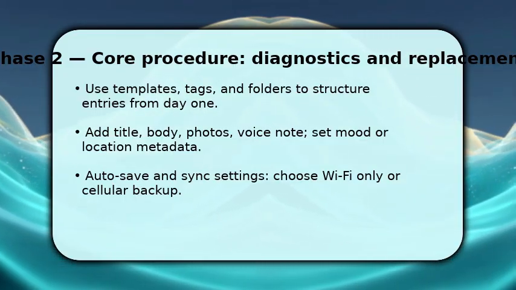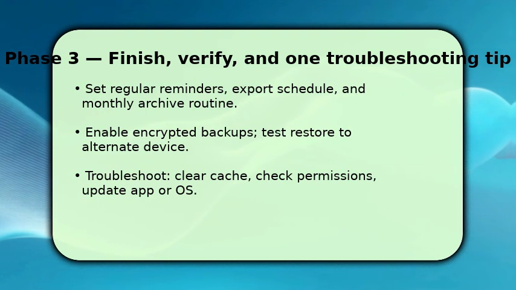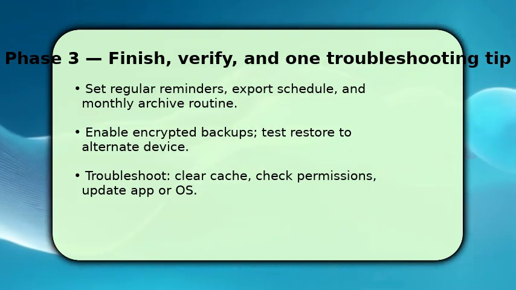You finish by locking in maintenance and recovery plans. Schedule daily or weekly reminders to write, set export cadence for monthly archives, and enable encrypted backups so your history is safe. Test a restore to a second device to confirm recovery works.